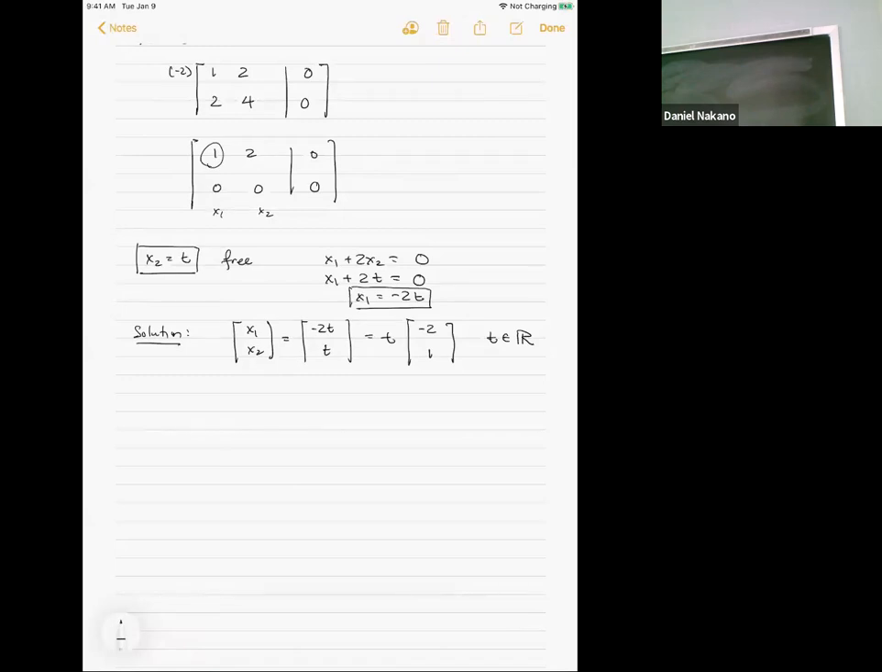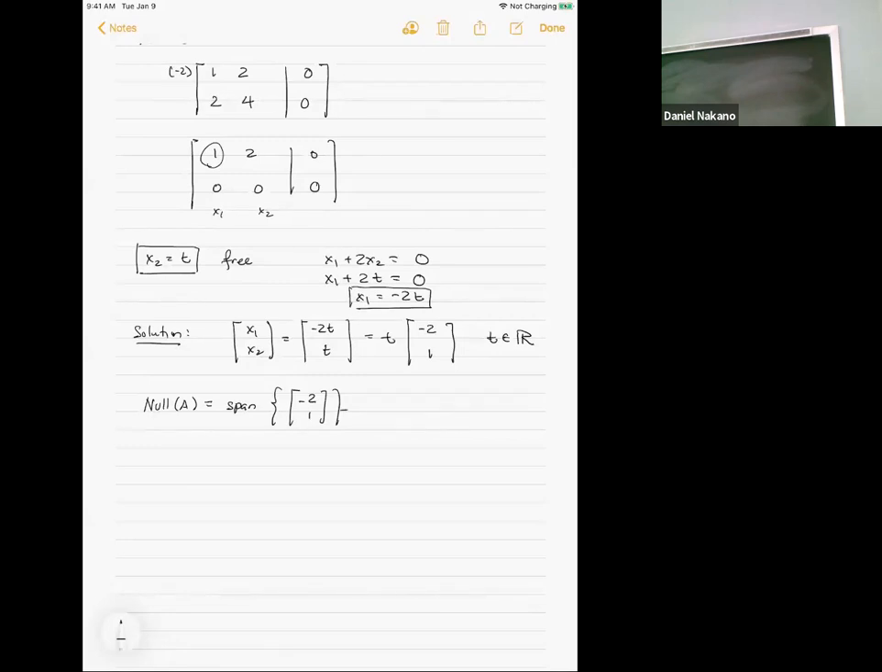Another way to say this is that the null space of A is the span of the vector -2, 1. You just take this vector and look at its span, which is just multiples of this vector, and that's the null space. So it's just a different language, a different way to express things.